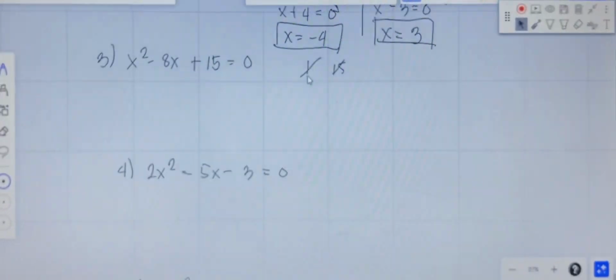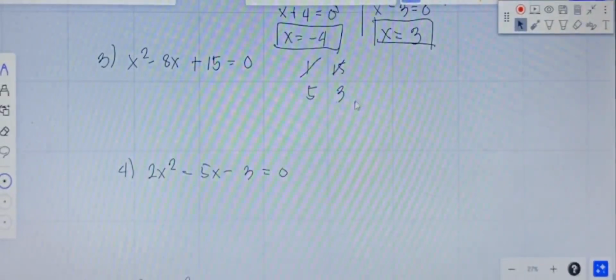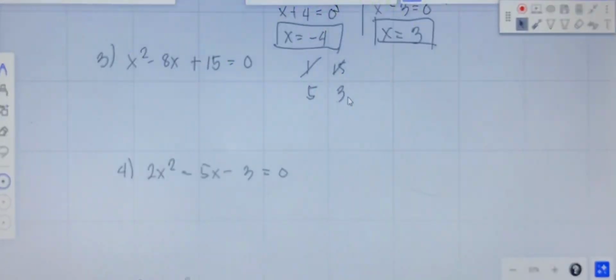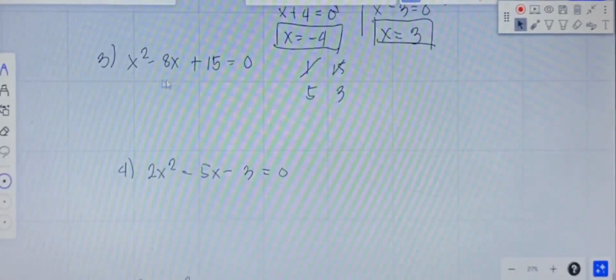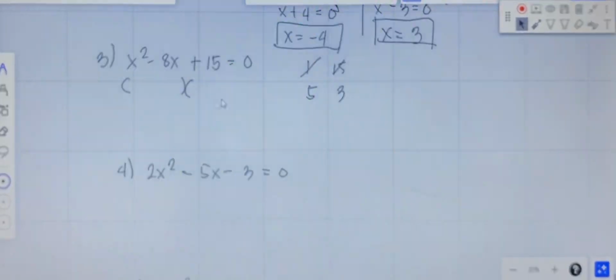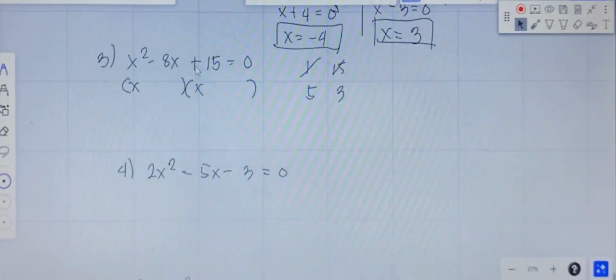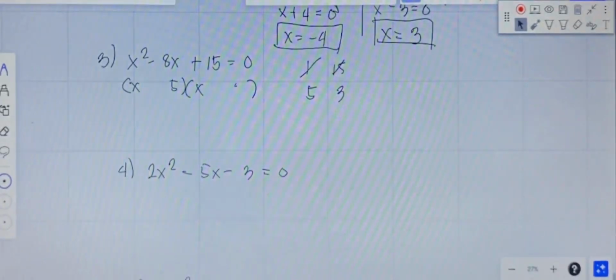So not this one. But if you get a 5 and a 3, if you subtract, you can get a 2 or a negative 2. If you add, there's an 8. So basically, we can use 5 and 3. So let's have these numbers. So x times x, again, it's x squared. So the factors of 15 are 5 and 3.